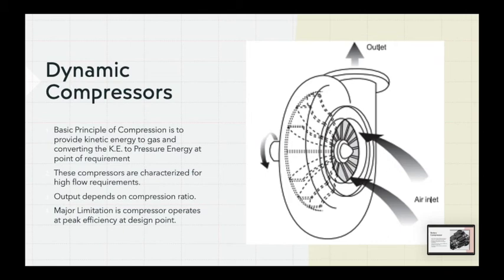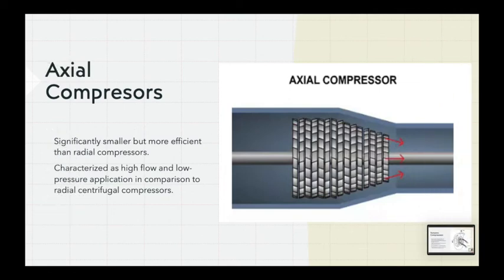Therefore, if your requirement of flow is high, then one should definitely go for either rotary compressors or dynamic compressors. And if the volume of flow is less, or the basic requirement is a very high pressure, then we must go for reciprocating compressors. Now these dynamic compressors can be further subdivided into radial compressors and axial compressors.